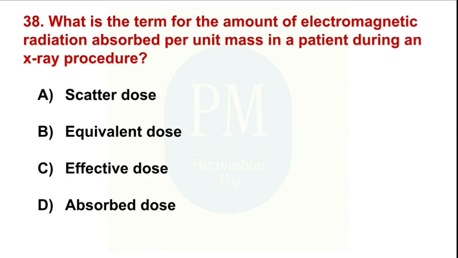What is the term for the amount of electromagnetic radiation absorbed per unit mass in a patient during an X-ray procedure? Option A, scattered dose. Option B, equivalent dose. Option C, effective dose. Option D, absorbed dose. The correct option is option D, absorbed dose.